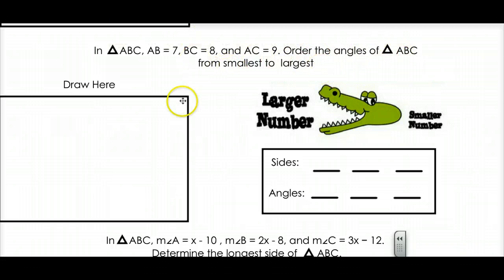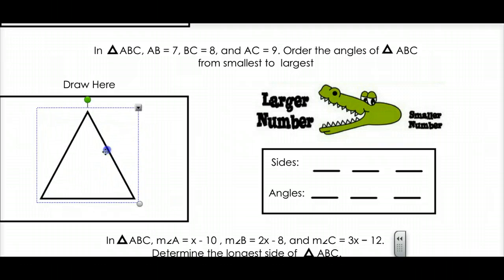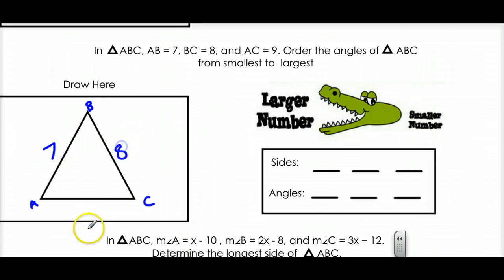All right. Well, first thing we should probably do is draw this. So let's move this down here. We're going to draw our triangle so we get a look at it. We're going to label it ABC again. So we got A, B, and C. We know AB is 7. We know BC is 8. And we know AC is 9. Okay, great. Now we want to order the angles from smallest to largest.